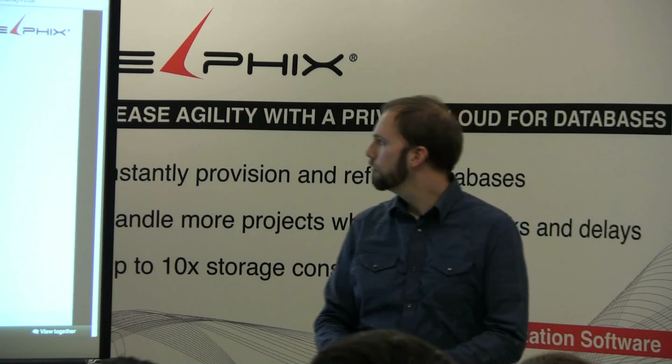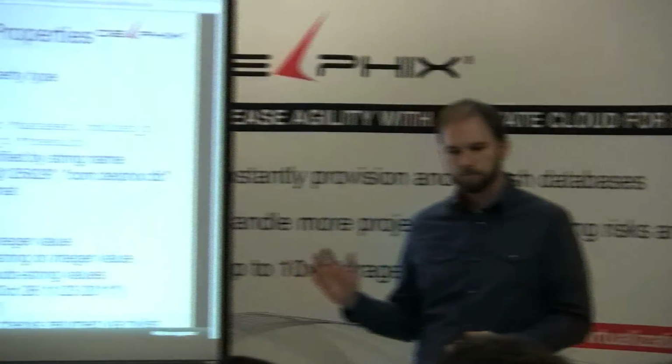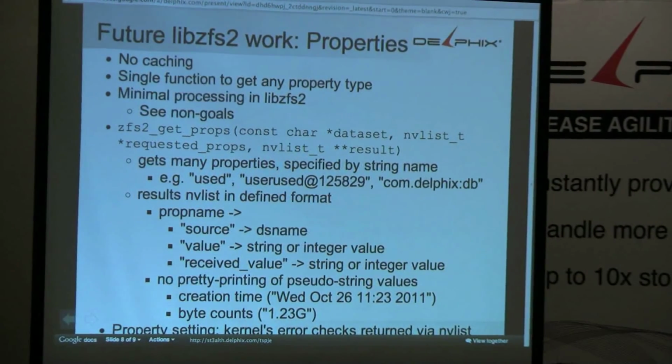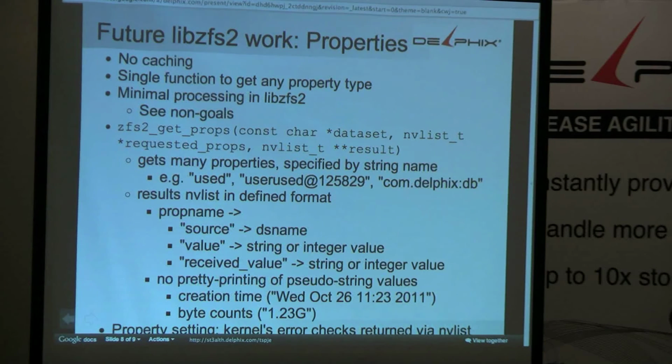So let me get to the next slide about properties, and that ties in with this. Today, when you get properties about ZFS file systems with LibZFS, some types of properties are cached in the zfs handle. So when you open the handle, it retrieves some set of properties, caches them in the handle, and then when you get a property from that handle, it just retrieves the cached value. So if it's changed since you opened it, you don't see the change.